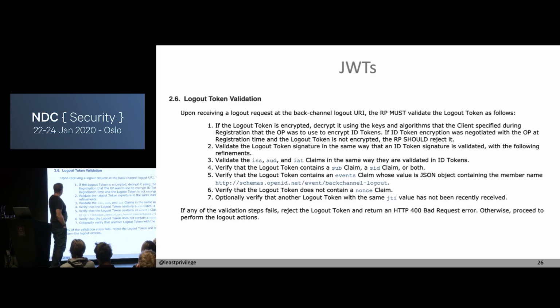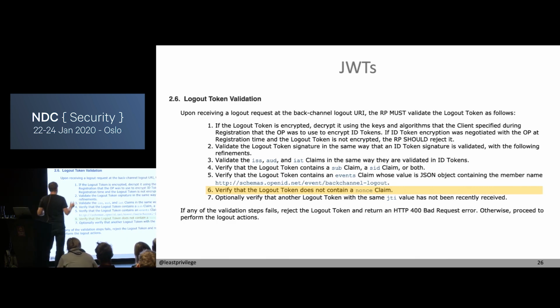Here's the spec of the logout token validation, yeah? So they say, validate the signature, that's fine. Validate that it contains a sub claim, and so on, that's fine. And then it says something like this. Verify the token does not contain a nonce. And why is that? Well, because if it would contain a nonce, it could actually be an identity token that someone tries to smuggle into your system saying, hey, here's a logout token, okay? Because it's hard to distinguish between them.